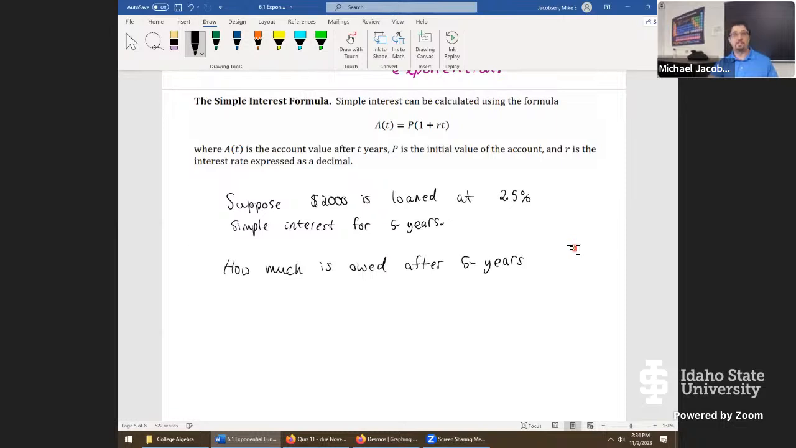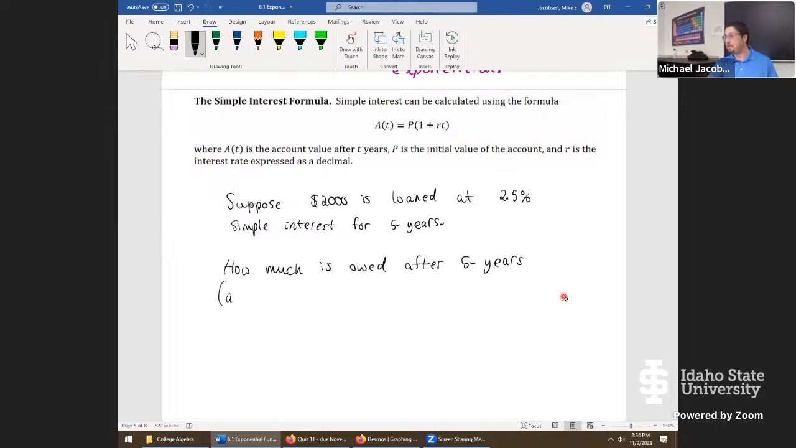And this is going to be a really common assumption, since we're not looking at the fancier amortization formulas where you're making payments regularly throughout the loan. We're just wondering, if we made no payments whatsoever, how much are we on the hook for after 5 years have gone by for the original 2,000? So how much is owed after 5 years?